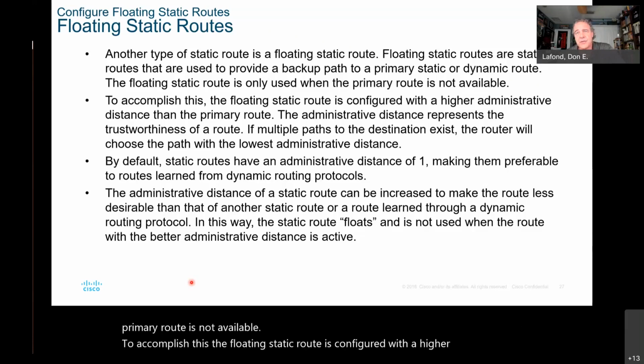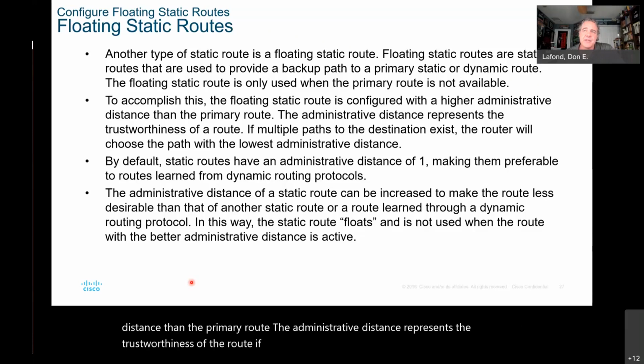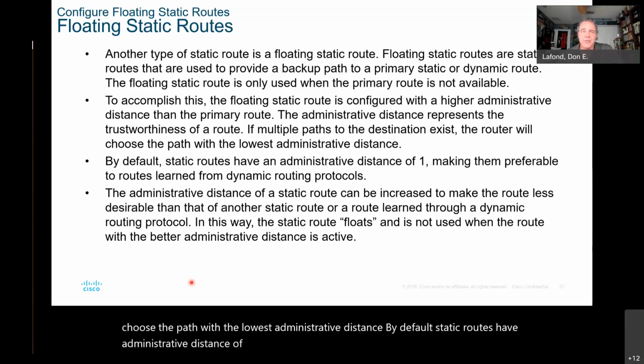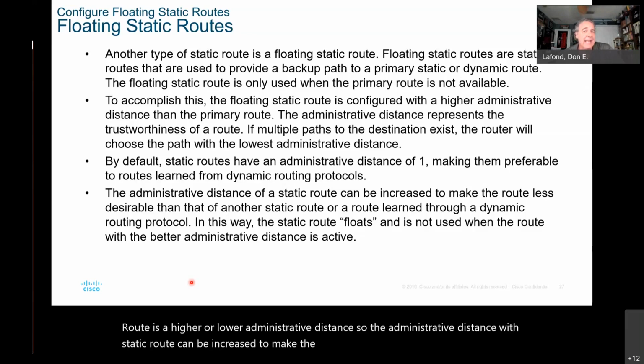The administrative distance represents the trustworthiness of the route. If multiple paths to a destination exist, the router will choose the path with the lowest administrative distance. By default, static routes have an administrative distance of 1, making them preferable to all routes learned from dynamic routing protocols. Only 0, which is a directly connected route, is a lower administrative distance. So the administrative distance of a static route can be increased to make the route less desirable. Anything, in this case, higher than a 1.